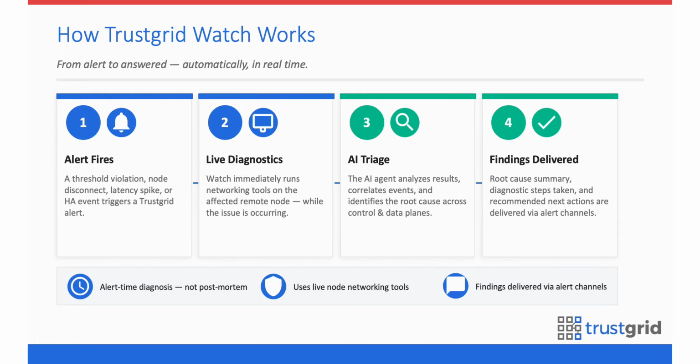So how does this actually work? Well, first an alert fires, such as a latency threshold violation or some kind of connectivity violation, such as a node disconnect. Then Watch performs live diagnostics using tools at the remote site while the incident is actually occurring. Triage is then performed using these results and correlated with other events, and the root cause is found across the Trustgrid control and customer data planes. Finally, the findings are delivered, including the diagnostic steps taken and any recommended next actions via customer-configured alert channels.